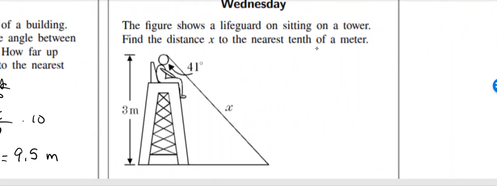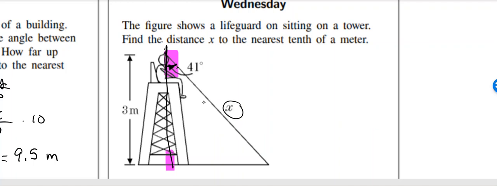We have a lifeguard sitting on a tower, and we want to find the distance x. So we're looking for this value to the nearest tenth of a meter, and it tells us that this angle, so we can look at this like this. This angle is 41 degrees. Okay, and I know that the height of this is 3. So this height that's 3, that's an adjacent side. That's an adjacent side, and we know that this x is the hypotenuse.